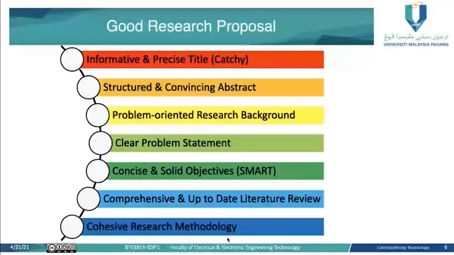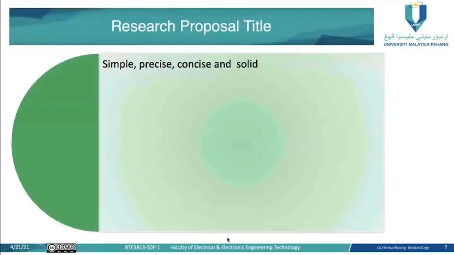So if you consider all these issues, you can see from the title until the research methodology, this is more on the research proposal. We are not talking here about the results or the conclusion, because we are focused on the research proposal only, which is up to chapter 3. So we start from the first element, which is the title here.